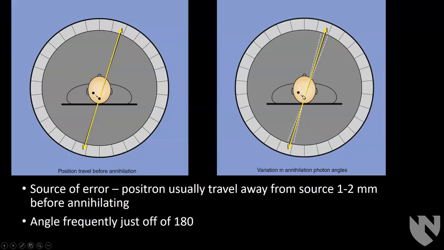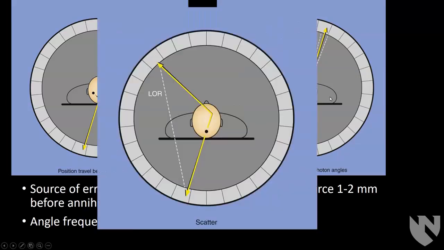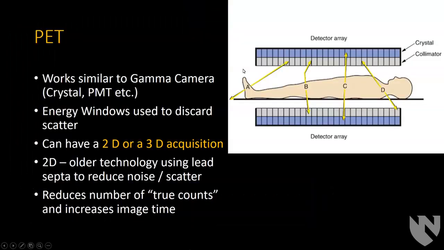So both of those things mean that your localization of where that decay occurred, based on physics, is not going to be perfect. And then in addition to that, you can have scatter occur, and then you would think that this decay occurred over here somewhere along this line because you detected something here and here, when really there was a scatter event. So all of those things contribute just to noise in general in PET systems.